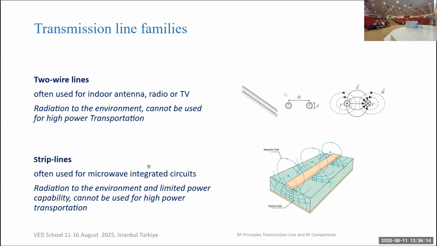What are the transmission line assemblies? There are three types of transmission line assemblies. There can be two wired lines, often used for indoor antennas for very low power. It can be for radio or TV, and the problem with them is that they radiate to the environment, cannot be used for high power transmission, and they can't carry high power. The second is strip line transmission assemblies, often used for microwave integrated circuits, and their capability is also very low.